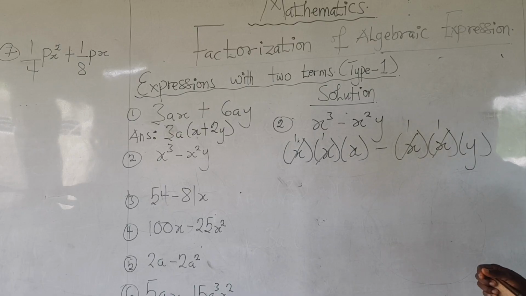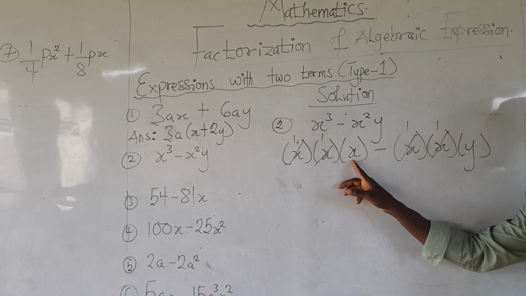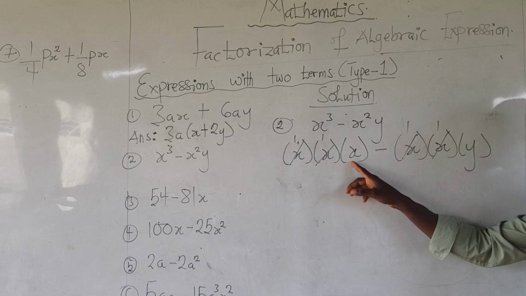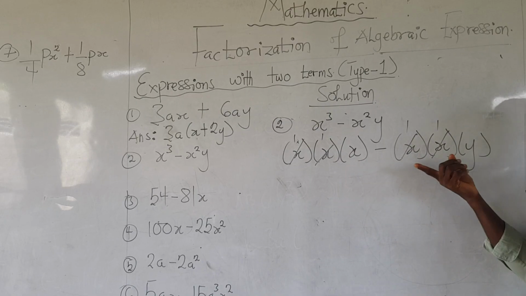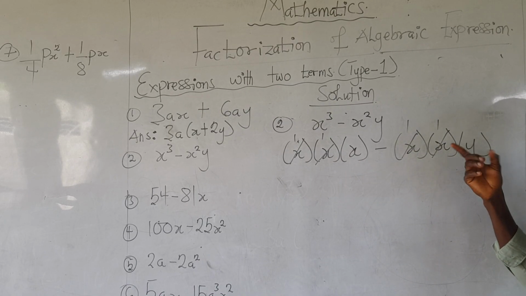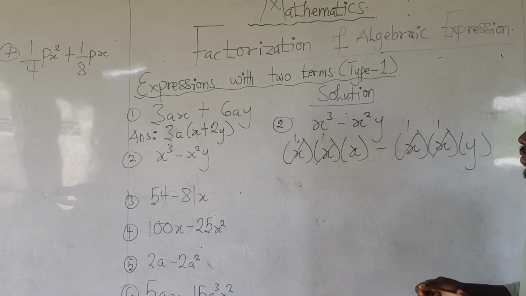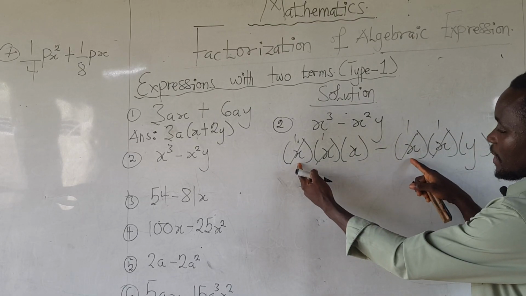Please, I believe you are following. There is one x left here, another x is left here. Now, let's ask ourselves, do we have any x left? No. We have y here. Do we have any y left? No. So, our common term, we first of all indicated this.